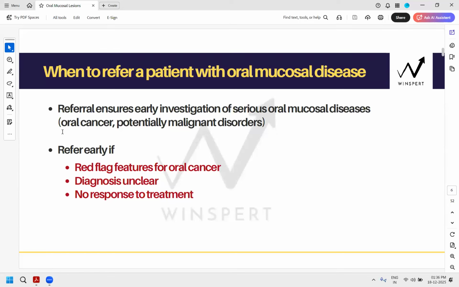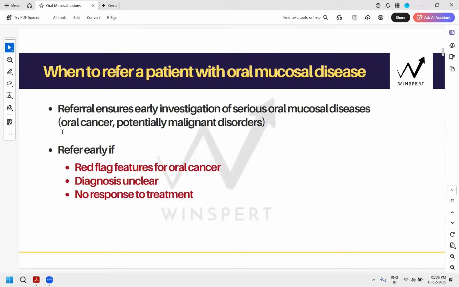So now everybody understood: red flags would be present, diagnosis would be unclear, and initial treatment response would not be coming. Those are your 3 indicators for referral to the specialist, which indicates oral cancer. So let's talk about what the red flag features are.